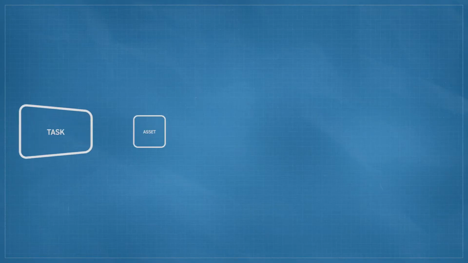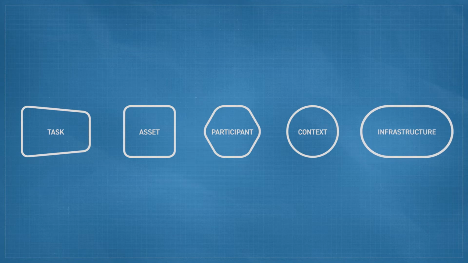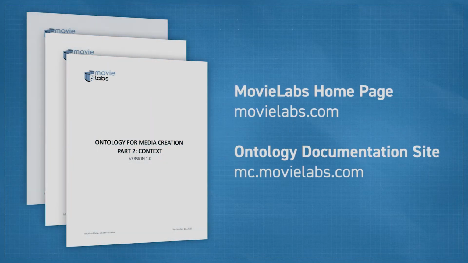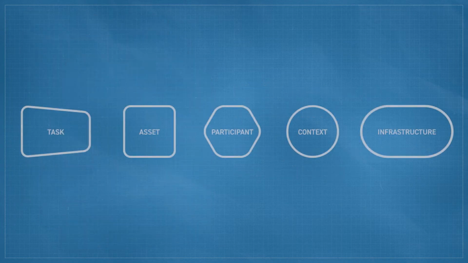Let's start with the basics you'll need to communicate using the language. There are 5 concepts of workflows for which we have defined shapes: tasks, assets, participant, context, and infrastructure. These are the key things that you need to be able to describe the workflows that make creative works. If you want to see more detail on how each of them are defined, look at the MovieLabs Ontology, which underlies the visual language.